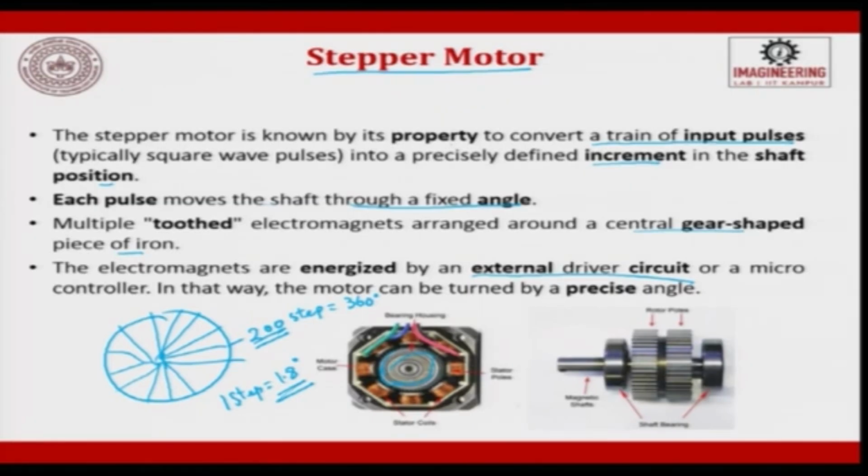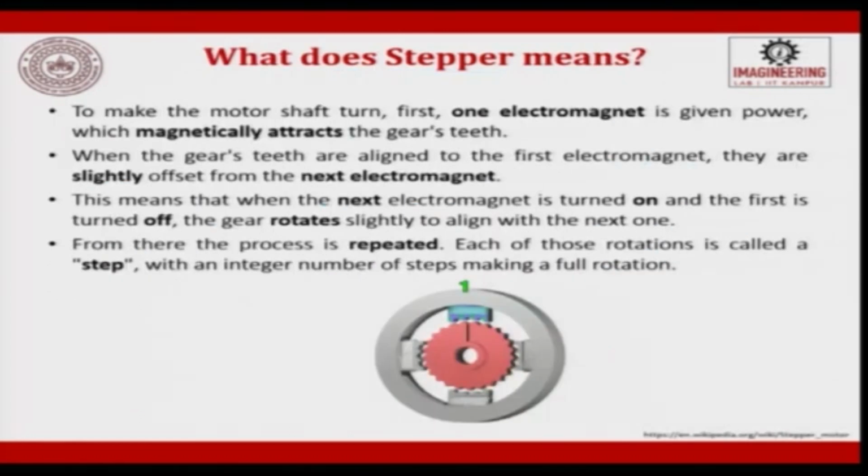So, if you look at it, here is a magnetic shaft, you have shaft bearings on 2 sides and you will have rotary poles. So, that will try to count the number of pulses and get the required output. How does a stepper motor work? To make the motor shaft turn, first one electromagnet is given power which magnetically attracts the gear teeth. So, you can see the animation here.